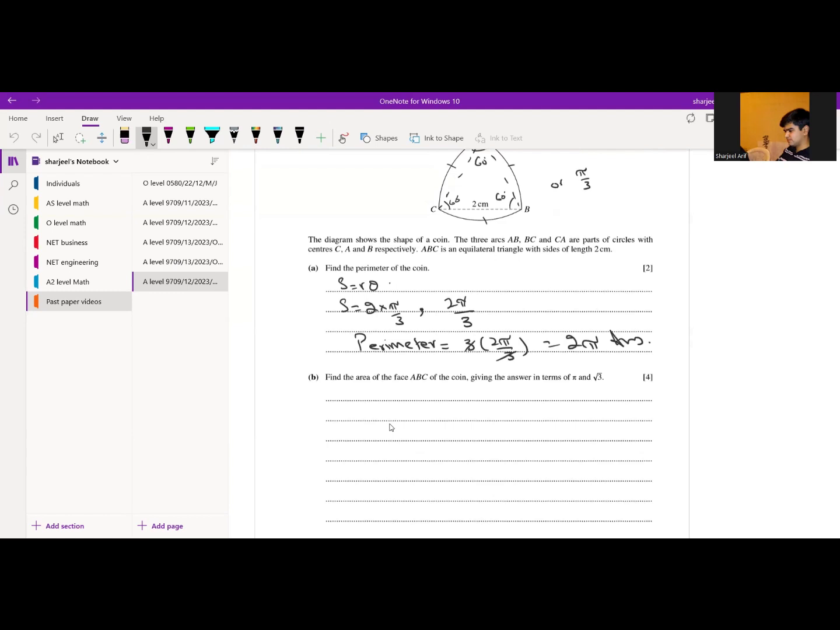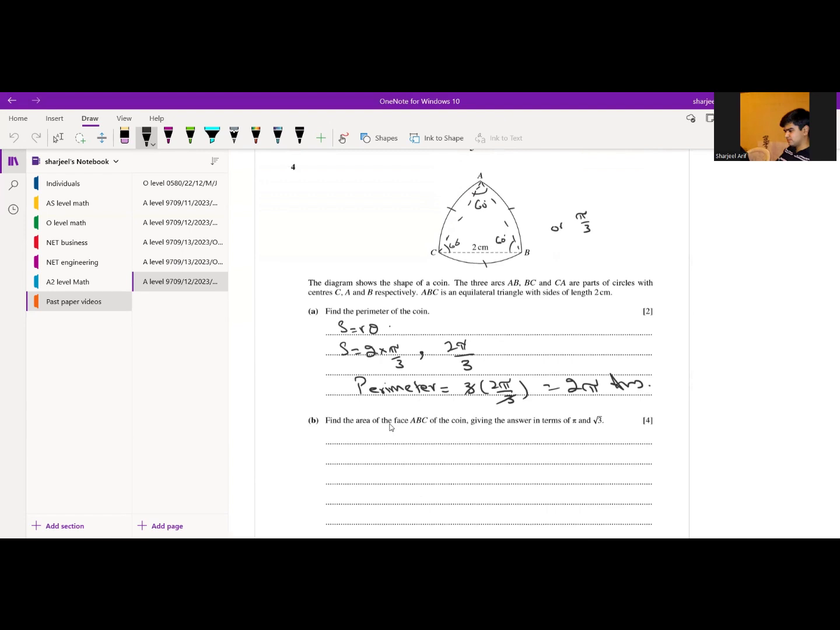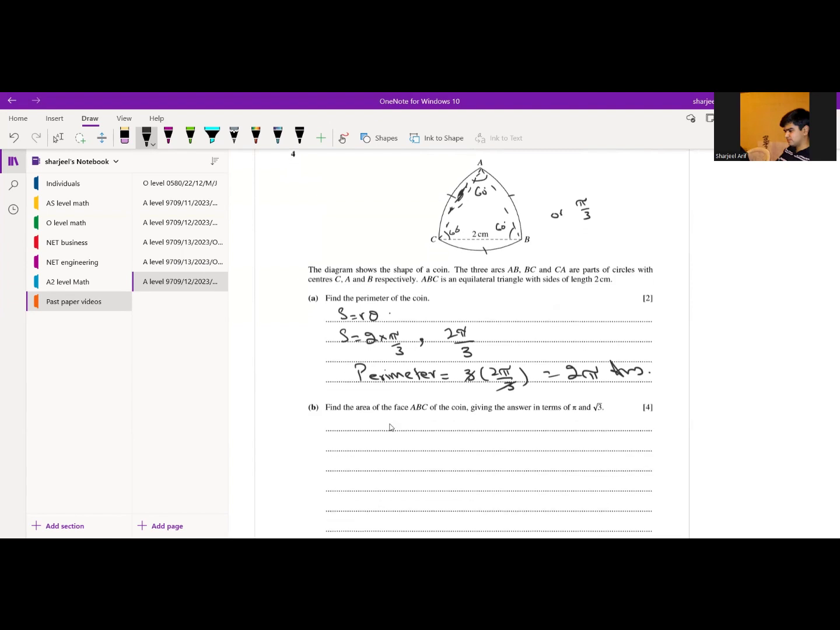Now for the B part: find the area of the arc ABC of the coin, giving the answer in terms of pi and root 3. For that, we have to find the area of the sector, then the area of the triangle. To get the area of segment CA, like this part, we have to find the area of this part separately, because we have a whole sector CAB. Then we have to add the area of segment AC and sector BC to it to get the area of the whole diagram. So first we have to find the area of the sector. We will deduct the area of the triangle from it to get the area of the segment.